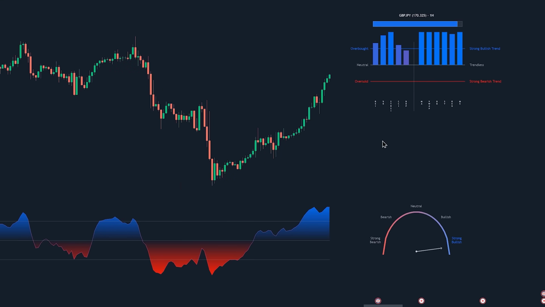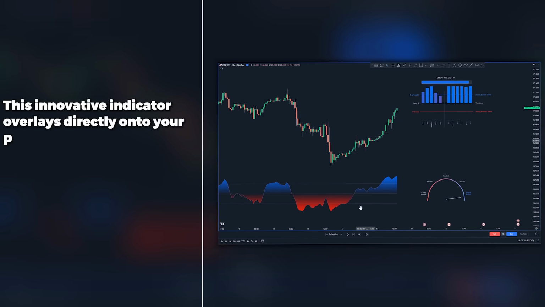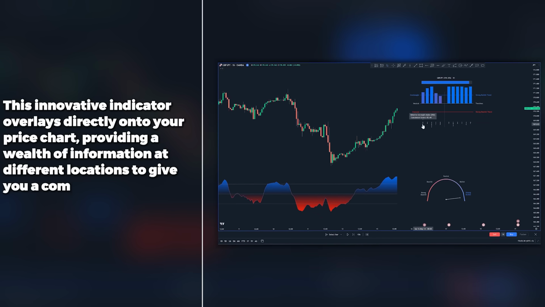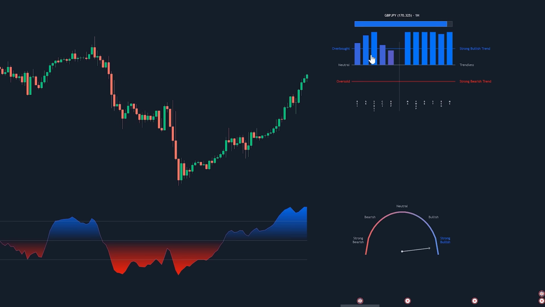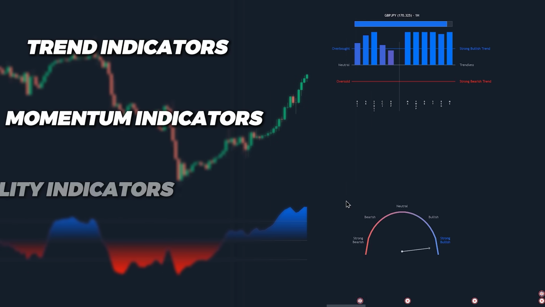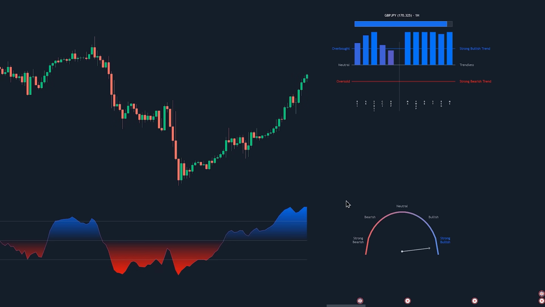Now that we have this indicator on our chart, let's dive into what makes it so unique. This innovative indicator overlays directly onto your price chart, providing a wealth of information at different locations to give you a comprehensive view of market sentiment. It combines multiple types of indicators to analyze the market from various angles, including trend indicators, momentum indicators, volatility indicators, and price action market structures. By integrating these diverse elements, it offers excellent insights into the current state of the market.